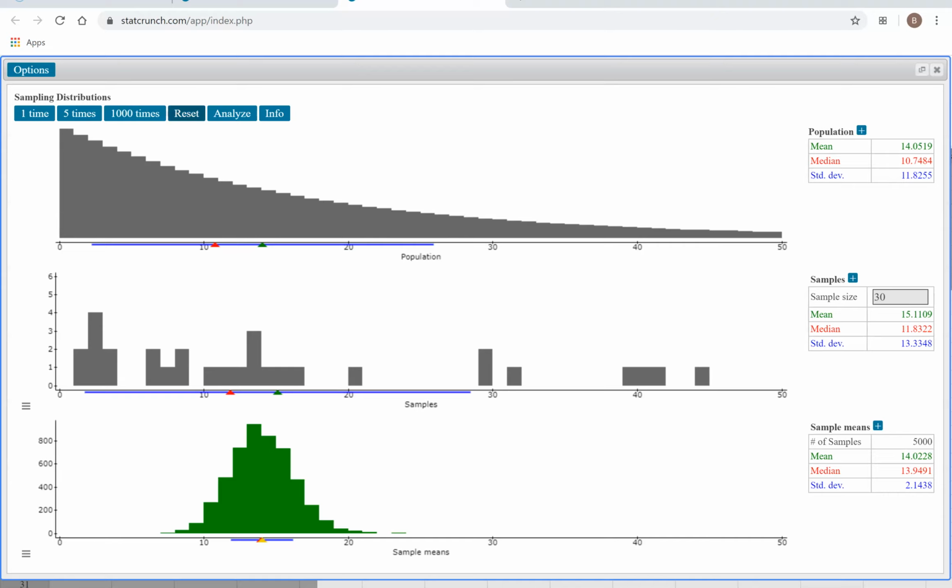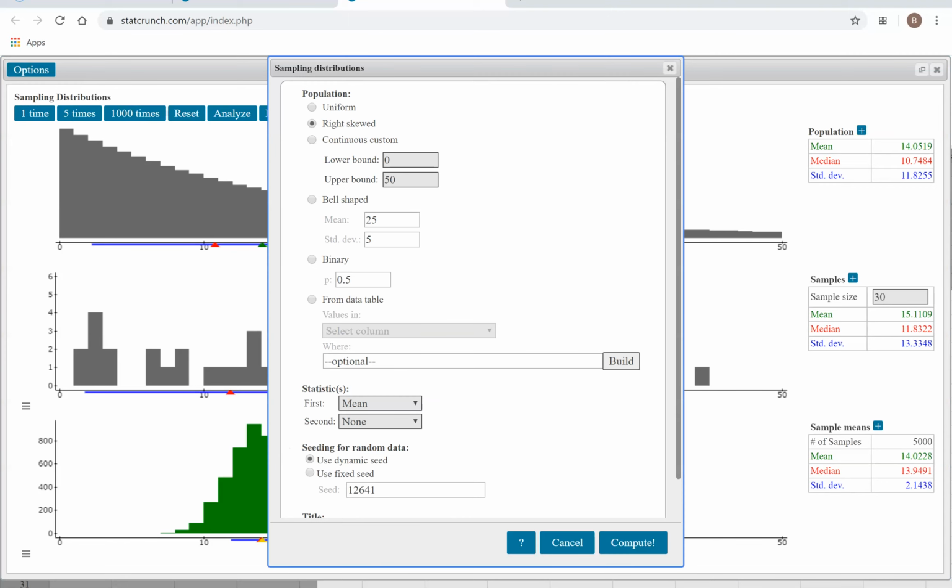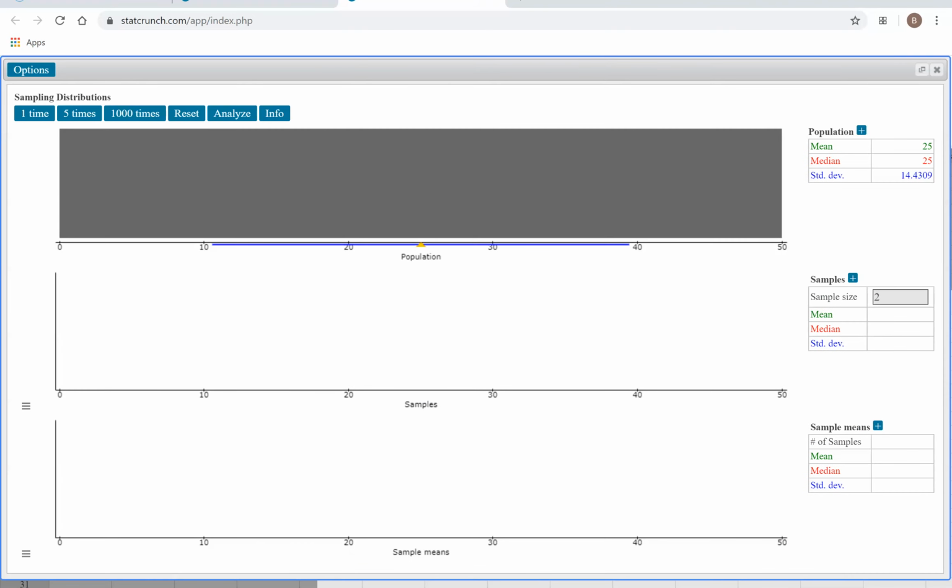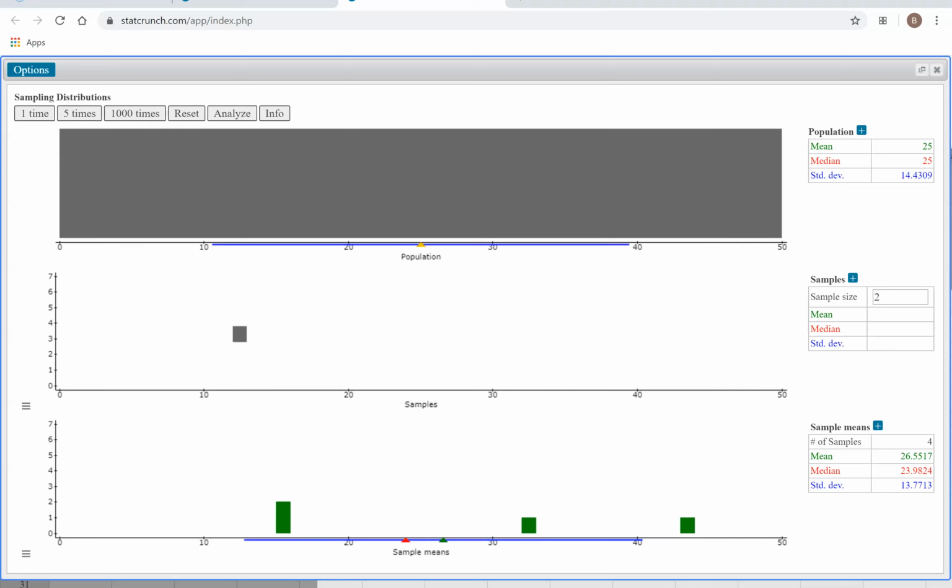Now let's try a different one. Let's try something that was not right skewed, but how about uniform? Let's take something that's a box. Remember, uniform shows up as a rectangle. Let's see if we can turn this thing normal. It starts with sample size 2. Let's just leave that and run it 5 times. 2 data values, there's their mean. There's their mean. And there's their mean. So there's 5 sample means here.